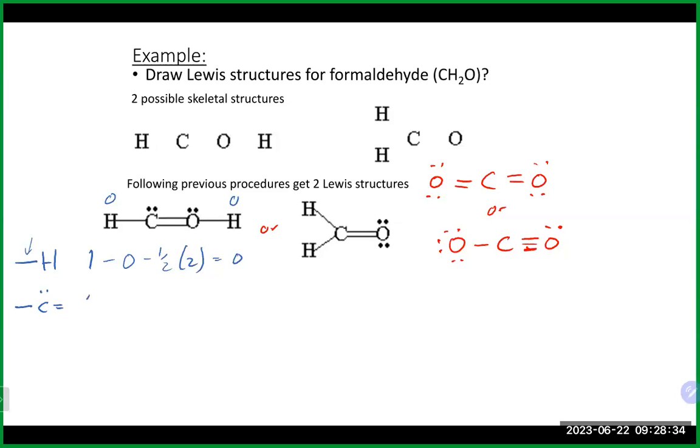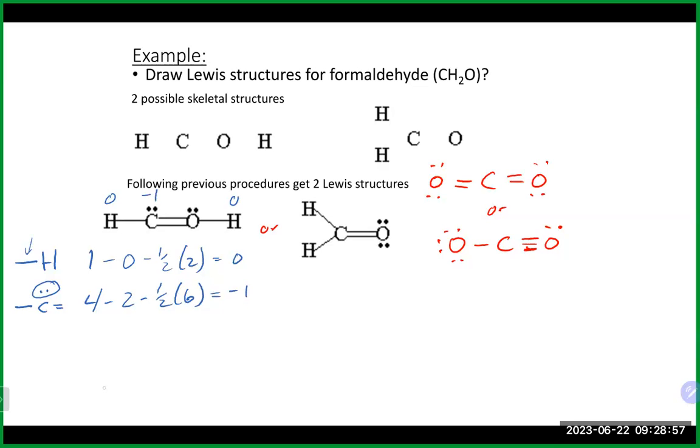So carbon is 4 minus 2 non-bonding electrons, minus 1/2 of 6, which is our double bond and single bond together, gives us 6 electrons. And that's going to give us 4 minus 2, which is 2, minus 1/2 of 6, which is 3. So 2 minus 3 is minus 1, should end up with here.